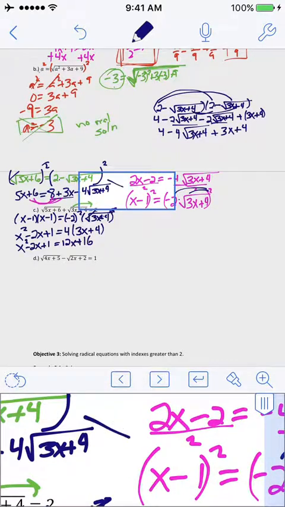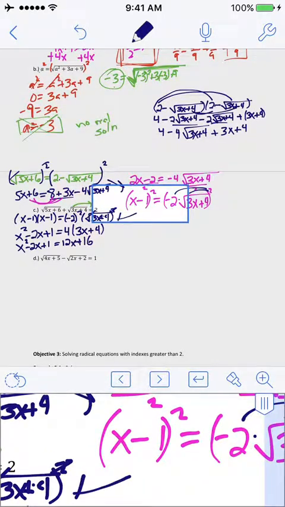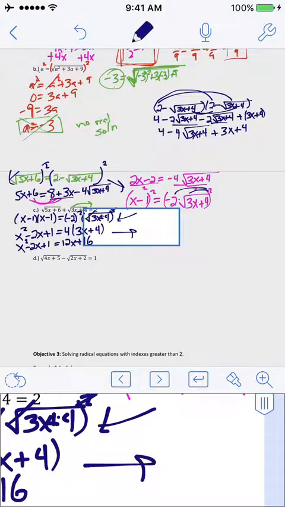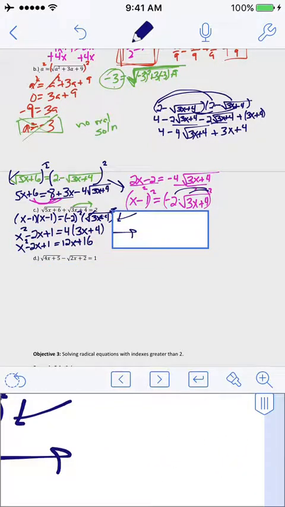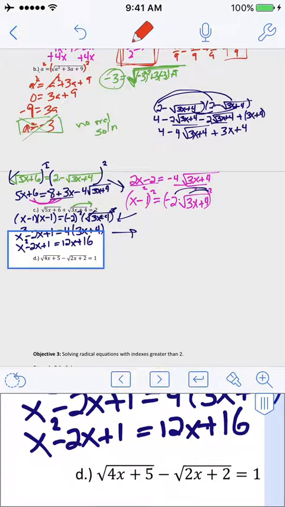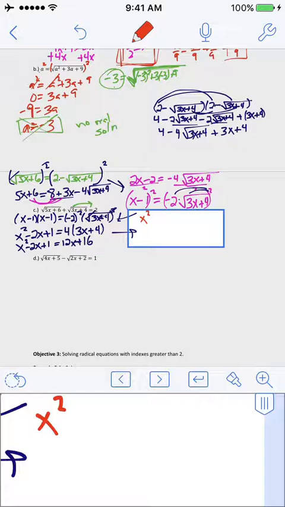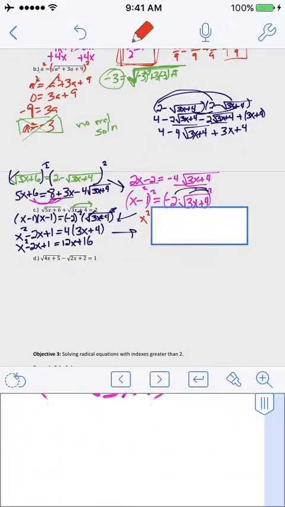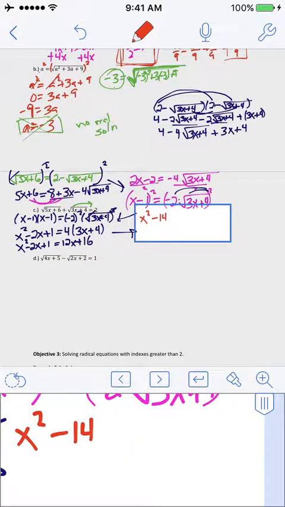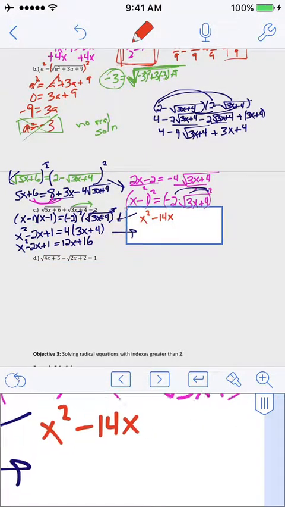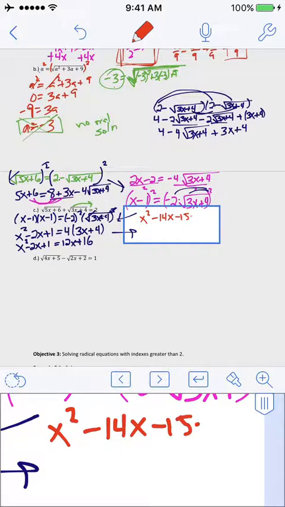So we kind of went from here to here. Now we're going over here. If I subtract the 12x and subtract the 16, I end up with x squared minus 14x, and 1 minus 16 would be negative 15, equals 0.